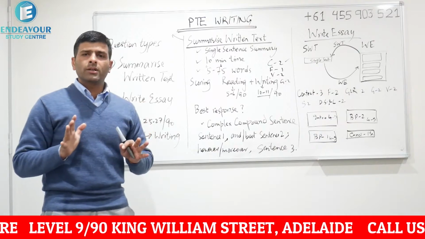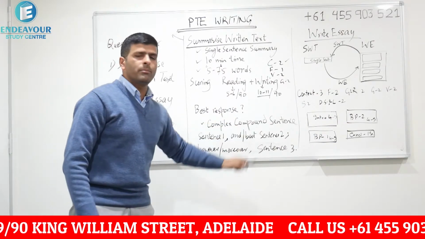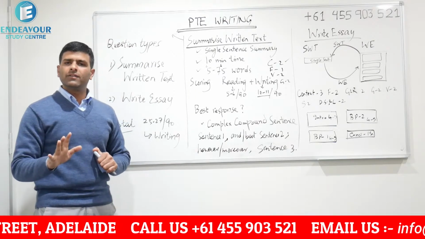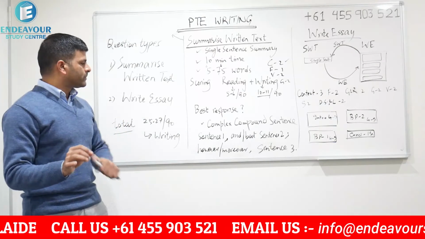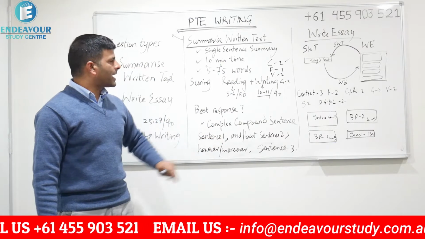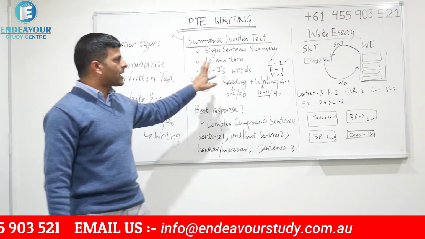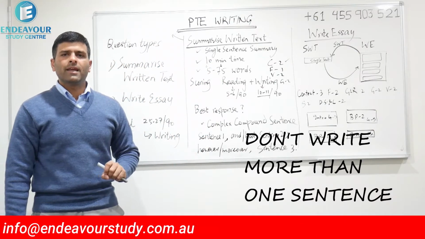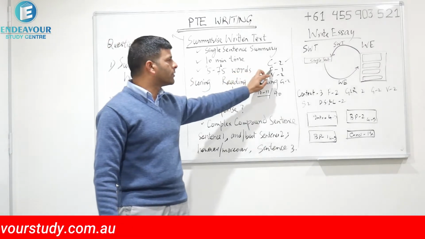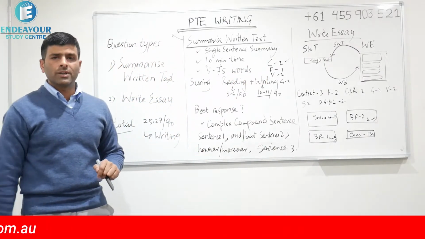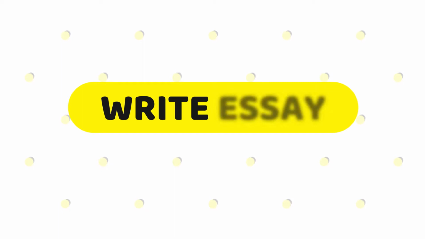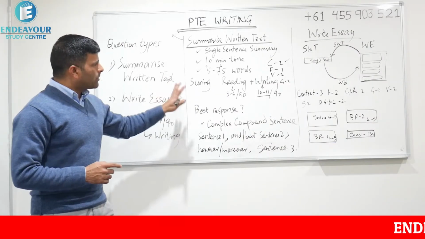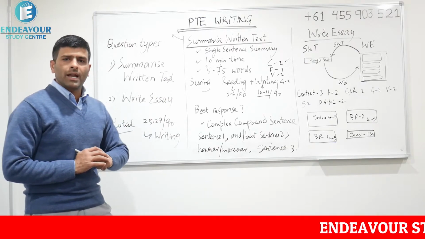So it is really important to understand complex and compound sentences, and I'm telling you that this is not that difficult if you just pay attention to it. So this is about your summarized written text, and what you don't want to do in summarized written text is write more than 1 sentence. This is really important to understand, that otherwise your task is going to fail in your form criteria and you're going to get 0 straight away. So that's all about summarized written text, and now let's have a look at write essay.